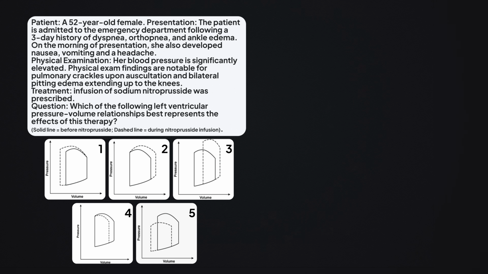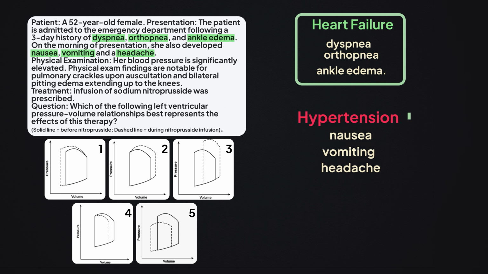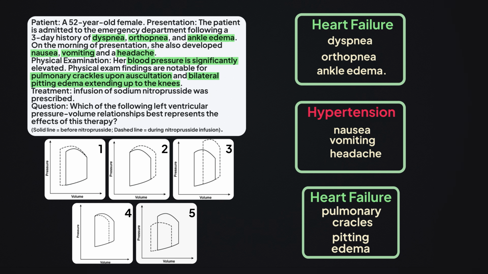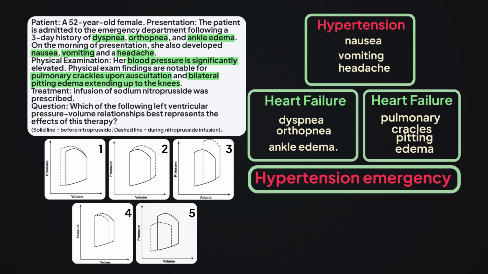Now let's come back to the case. First, we see dyspnea, orthopnea, and ankle edema. These are classic signs of heart failure. When we have nausea, vomiting, and headache, this points directly to severe hypertension. Add the pulmonary crackles and pitting edema, and the diagnosis is clear. This is a heart failure caused by hypertensive emergency.